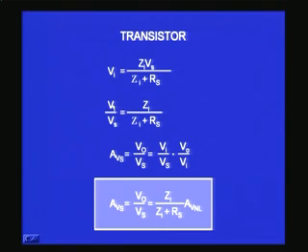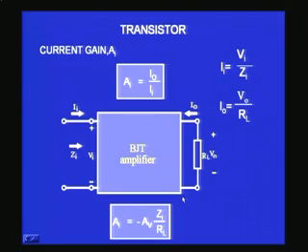But VI by VS we already got is ZI by ZI plus RS, and VO by VI is the voltage gain under no load condition. Therefore, voltage gain AV in general is given by ZI by ZI plus RS into the amplification under no load condition. So you can see, you will get maximum gain corresponding to no load, but the moment you start connecting the load, the gain will decrease. That is what you understand from this.